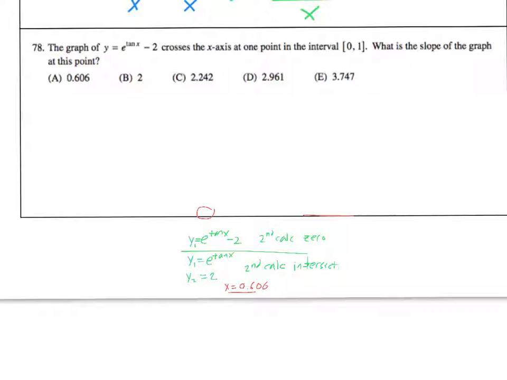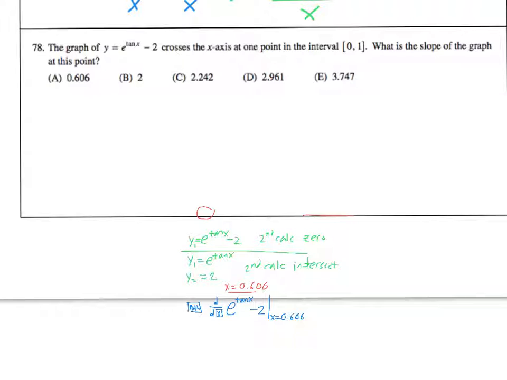On your calculator, if you go under the math menu, what you can actually do is take the derivative with respect to x. So there's going to be a d/dx function. You want to put an x there. And in here you can do e to the tan x minus 2, and it's going to give you an option of x equals, and you want to put in 0.606.